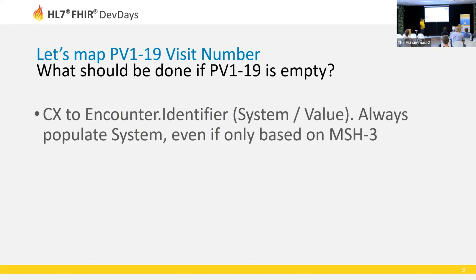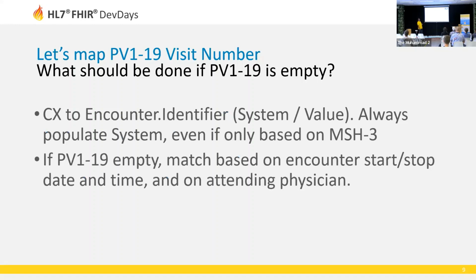And again, if you don't have a system, you can again use MSH3 or some other workaround to create a new unique URL. If PV119 is empty, you may wish to use something like, it's an encounter with this specific attending physician on a specific date. And the date and the identifier of the attending physician and the encounter type, that's kind of a tuple that is unique in most healthcare environments. But again, I'm making some assumptions, but the assumptions are probably fair.